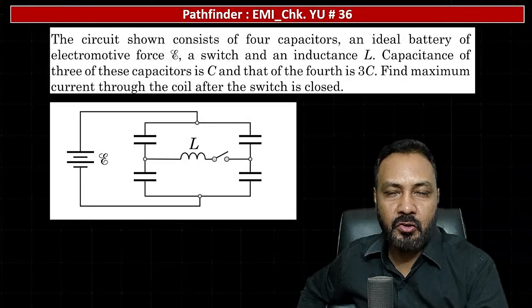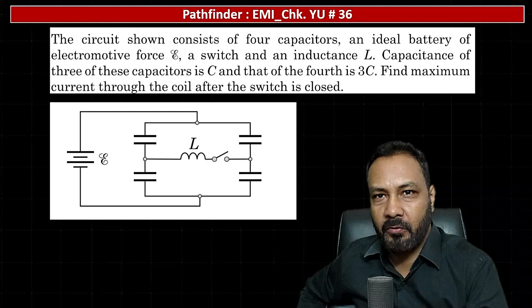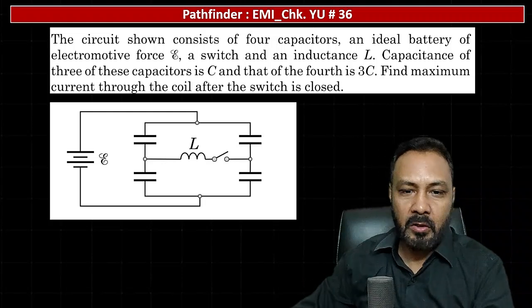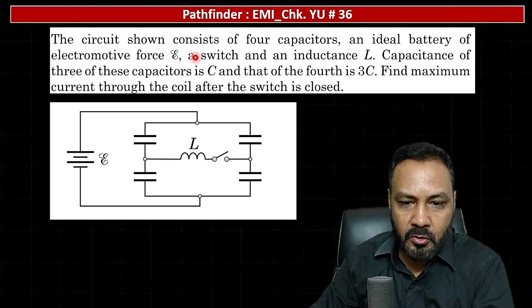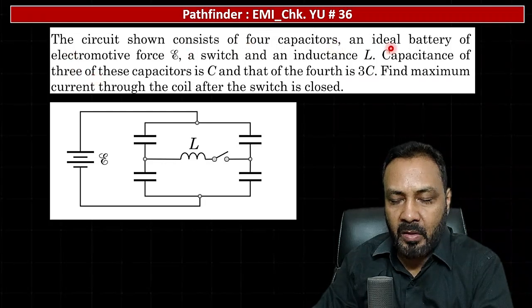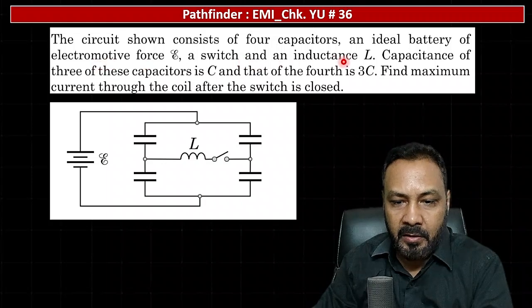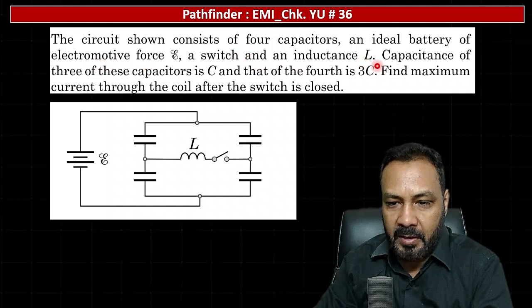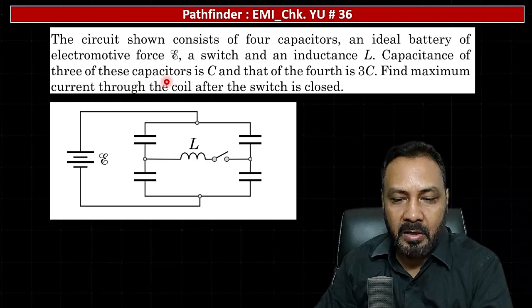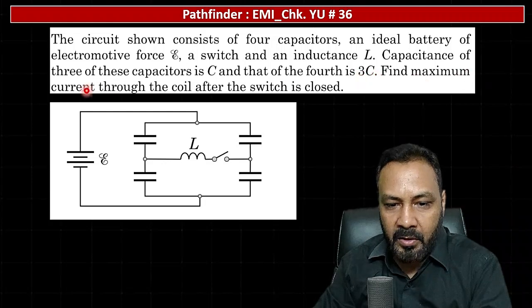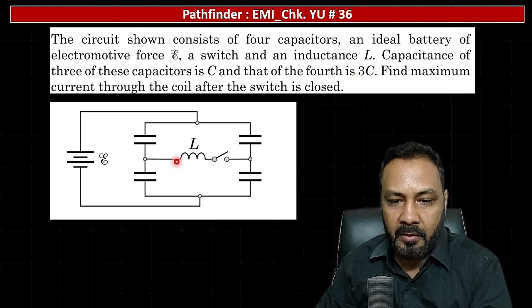Let's see this very beautiful question of electromagnetic induction from Pathfinder. It's a build-up your understanding, question number 36. The question states: the circuit shown consists of 4 capacitors, an ideal battery of electromotive force E, a switch and an inductance L. The capacitance of 3 of these capacitors is C and that of the 4th one is 3C. Find the maximum current through the coil, through the inductor, after the switch is closed.